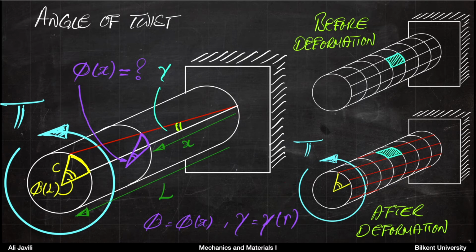So as you can see here, gamma is the same for every x, but if you cut, let's say, deeper inside the material, gamma gets smaller, and then you can imagine at the center gamma is 0, so when radius is 0, gamma is 0, and also here when x is 0, phi is 0. Okay, but the question is, what is phi of x?